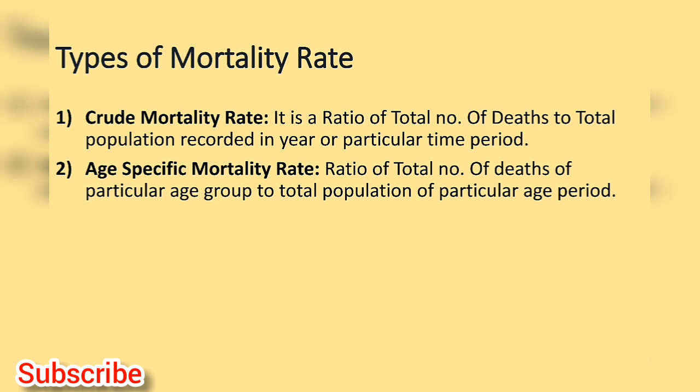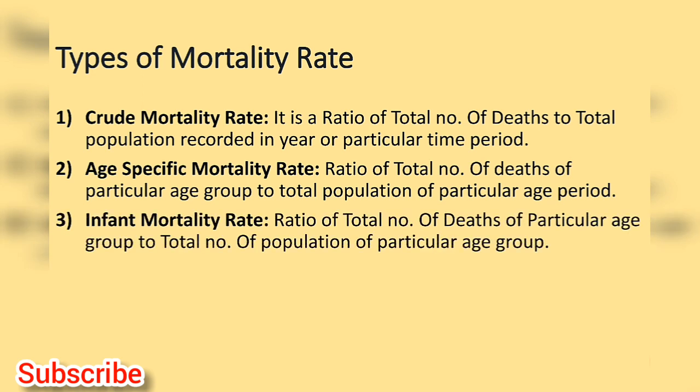Now the second thing, age specific mortality rate. The ratio of total number of deaths of a particular age group to total population of that particular age group is called age specific mortality rate. So have a clear concept that if the question asks about age specific mortality rate, then we have to take the data related to only age specific deaths and divide it by the total population of that particular age group, multiplied by 1000 or 100.